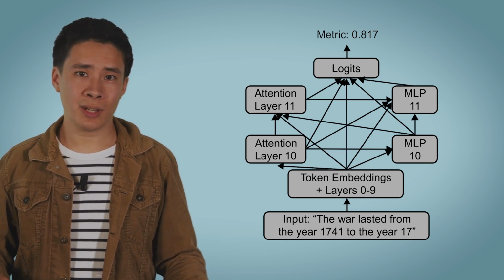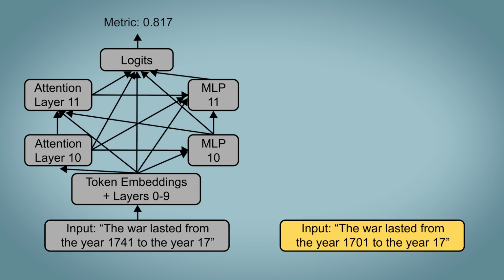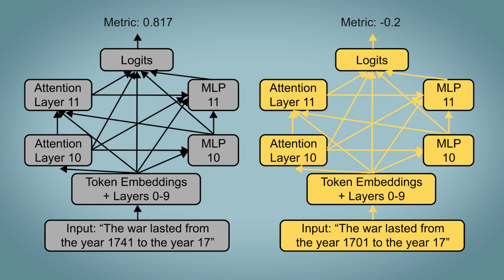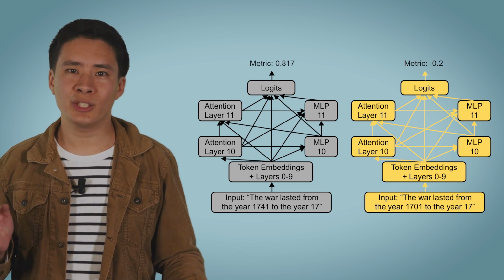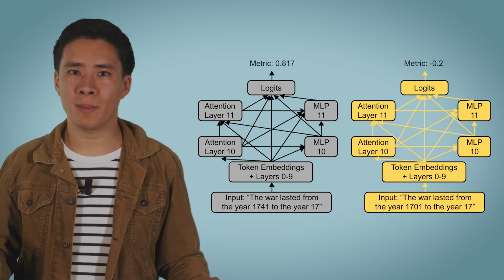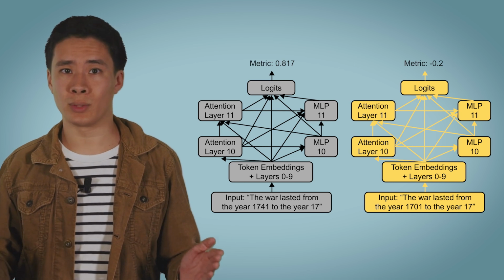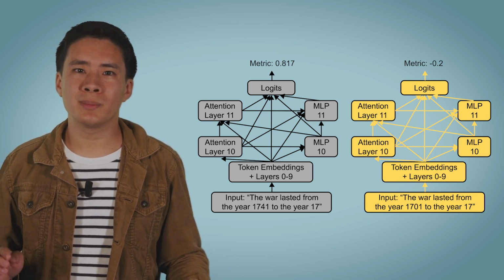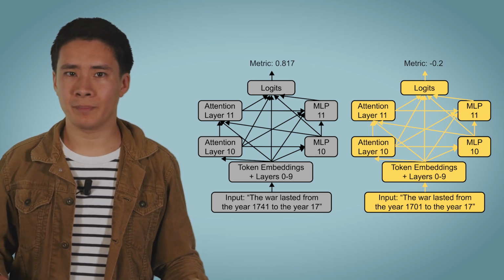Specifically, we create a corrupted example. "The war lasted from the year 1701 to the year 17..." which elicits very different answers, like 02 or 03, compared to the previous example. Thus, when judged by our metric, that is, the probability assigned to valid years, greater than 41, minus that assigned to invalid years, the model performs much worse on this example.